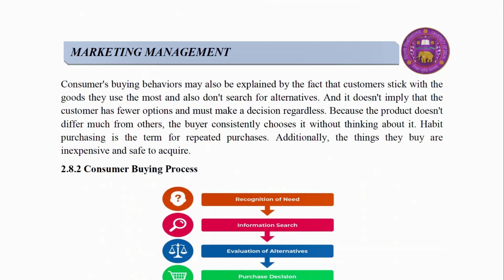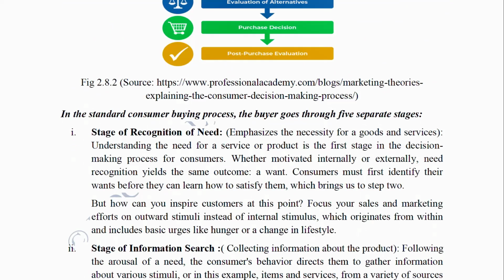2.8.2 Consumer Buying Process. In the standard consumer buying process, the buyer goes through 5 separate stages. First, stage of recognition of need. Emphasizes the necessity for goods and services. Understanding the need for a service or product is the first stage in the decision-making process for consumers. Whether motivated internally or externally, need recognition yields the same outcome: a want. Consumers must first identify their wants before they can learn how to satisfy them, which brings us to step 2.